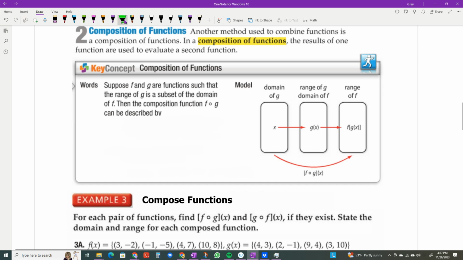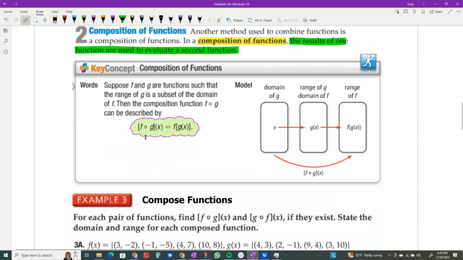We're taking the results of one function and using those results to evaluate a second function. So here is a mapping of it. If I have an input and I put it into one function, I'm going to get that result and put it into another function. And that is what happens when we do it. It looks like this: f of g of x. Okay, it is written like that, but you want to know that that simplifies.